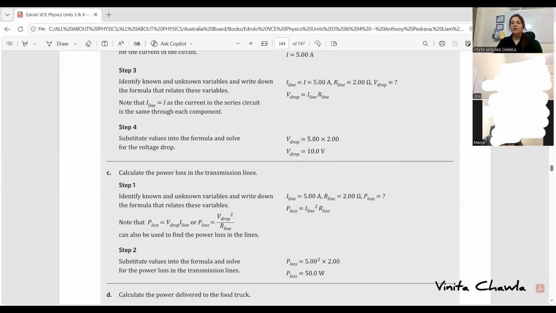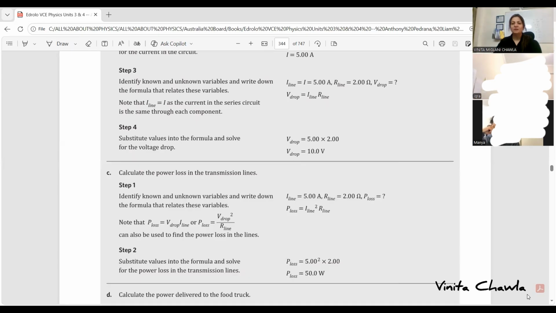Power loss is I line square R line. I line is the current which is flowing in the transmission line, and R line is the resistance of the transmission line. So we can find power loss like this, put the values here. 5 ampere is the current, and resistance of the transmission line is 2 ohm. Just multiply these two and you'll get 50 watt as the power loss. Clear?